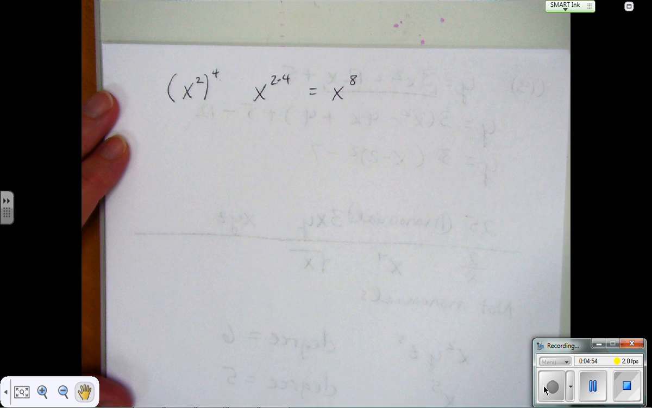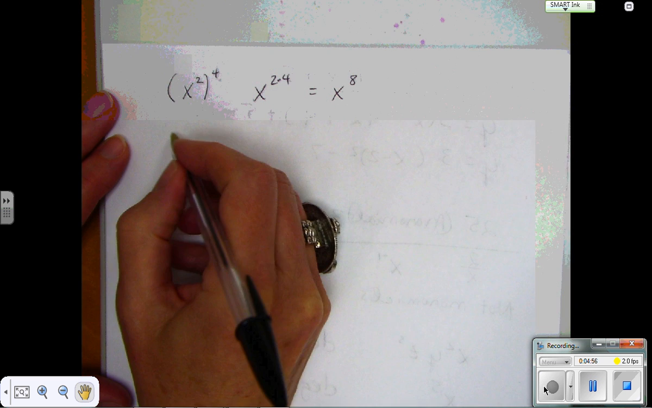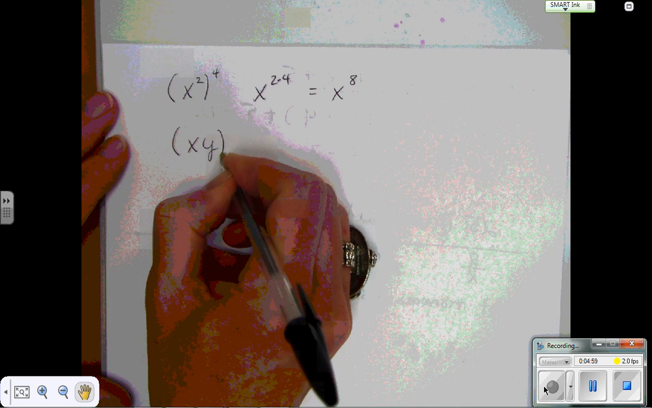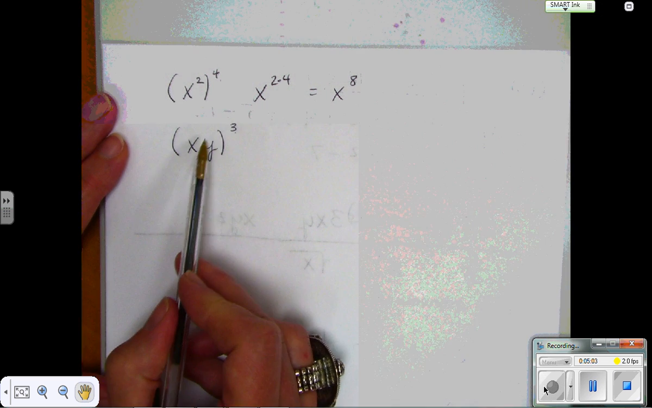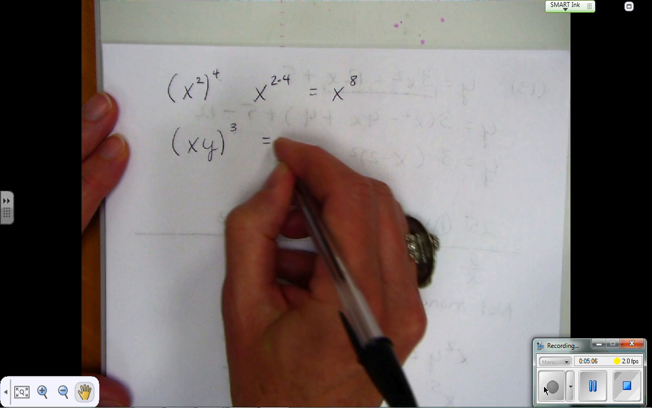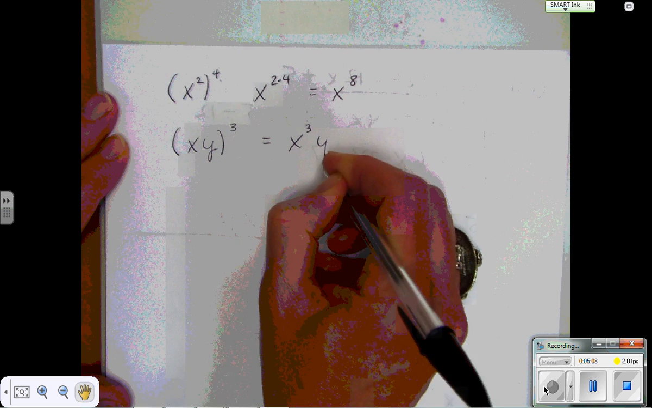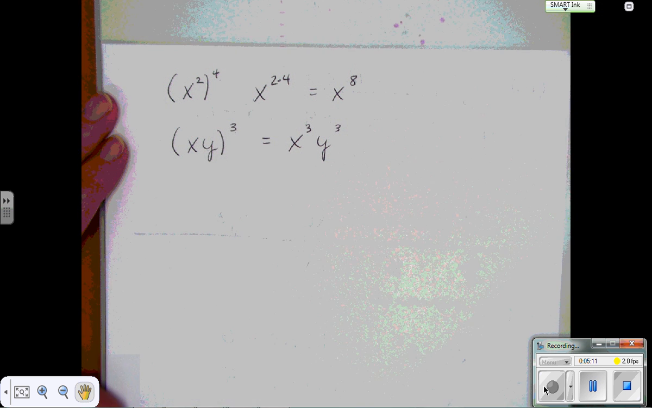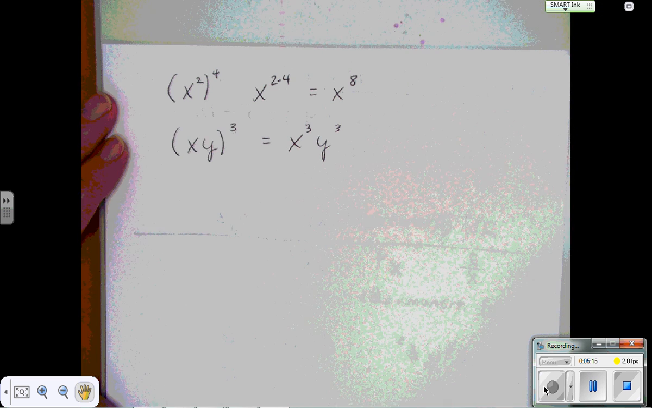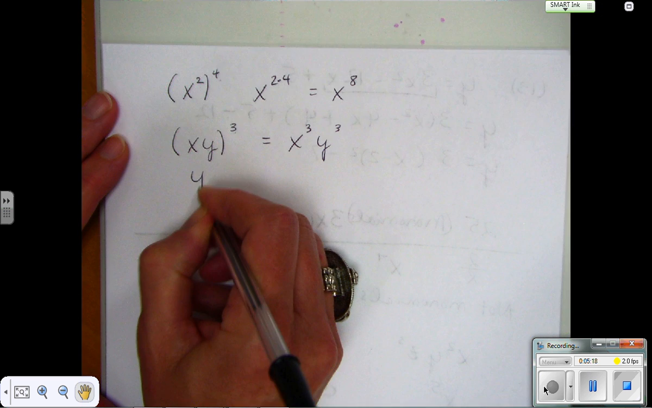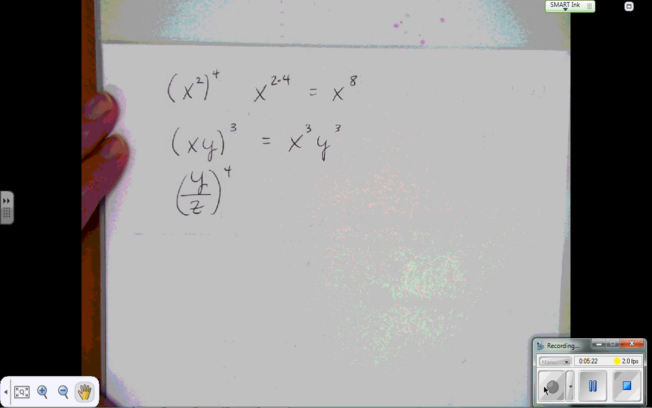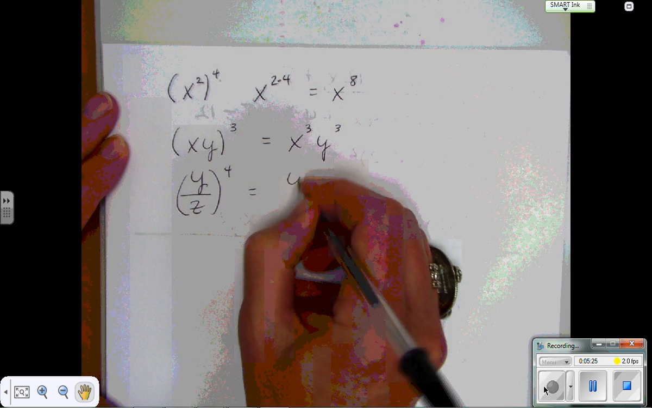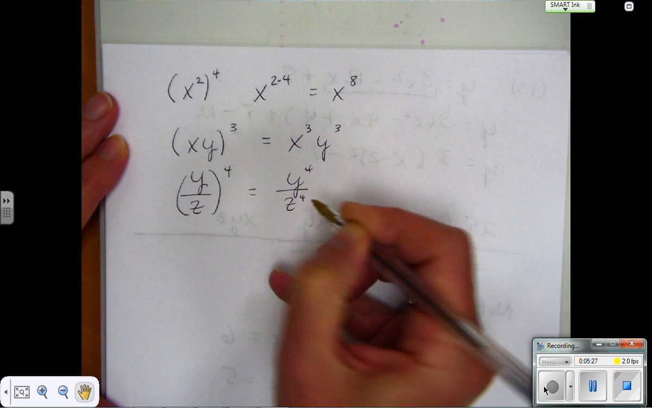To raise a product to a power, raise each factor to that power. So for example, if you have in parentheses x times y raised to the 3rd power, that means you're going to apply that exponent to each variable. So you would have x to the third, y to the third. To raise a quotient to a power, raise the numerator and the denominator to that power. So let's say you have y divided by z, in parentheses, raised to the fourth power. You would raise the y to the fourth power and the z to the fourth power.